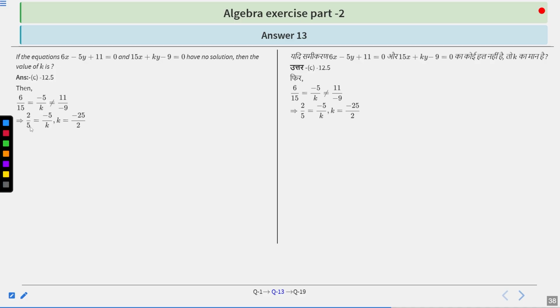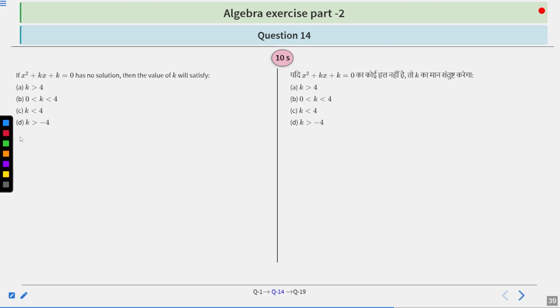So 2 upon 5 is equal to minus 5 upon k. Taking the first two, 6 upon 15 equal to minus 5 upon k, we get 2 upon 5 equal to minus 5 upon k. Therefore, k is equal to minus 25 upon 2. Minus 25 upon 2 is minus 12.5. That means for the value of k as minus 12.5, these two equations do not have any solution. Option number C is the correct answer.